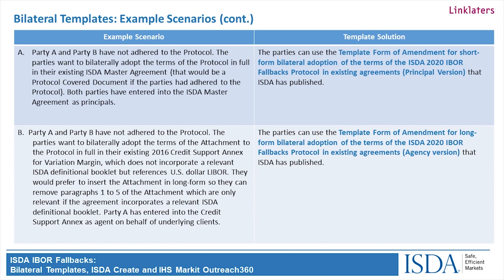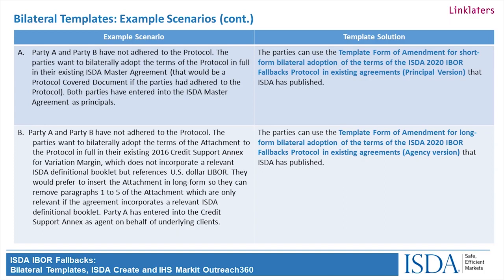So in example B on this slide, we also have Party A and Party B who have not adhered to the protocol. But in this case, they have a credit support annex for variation margin, which doesn't incorporate a relevant ISDA definitional booklet, but does reference US dollar LIBOR. So as mentioned on a prior webinar, this reference to US dollar LIBOR would be amended by the protocol to include the new fallbacks because the CSA is a protocol covered document.